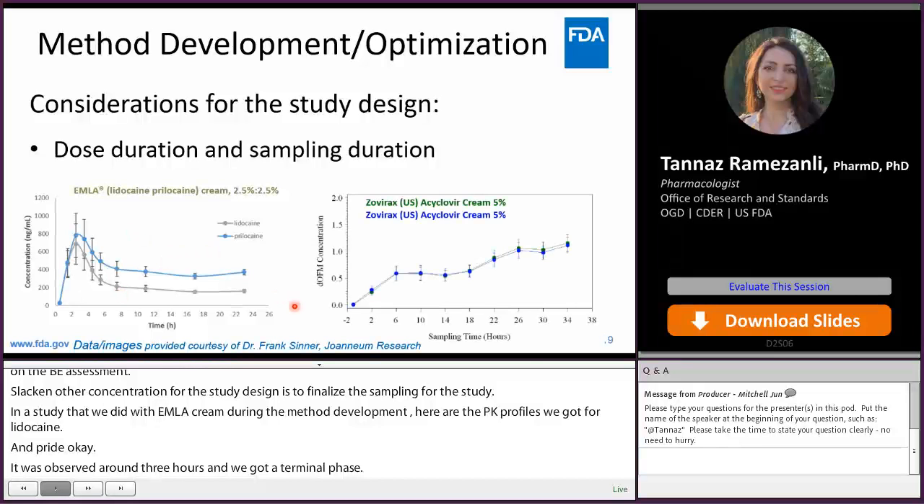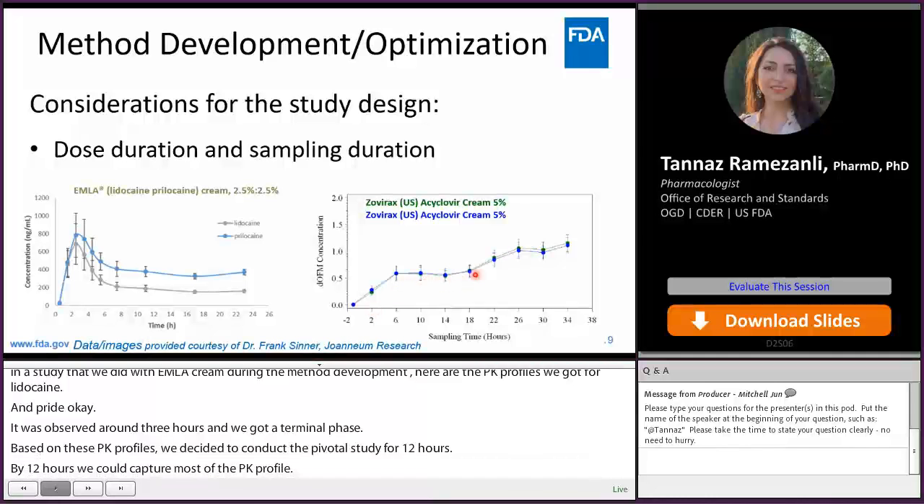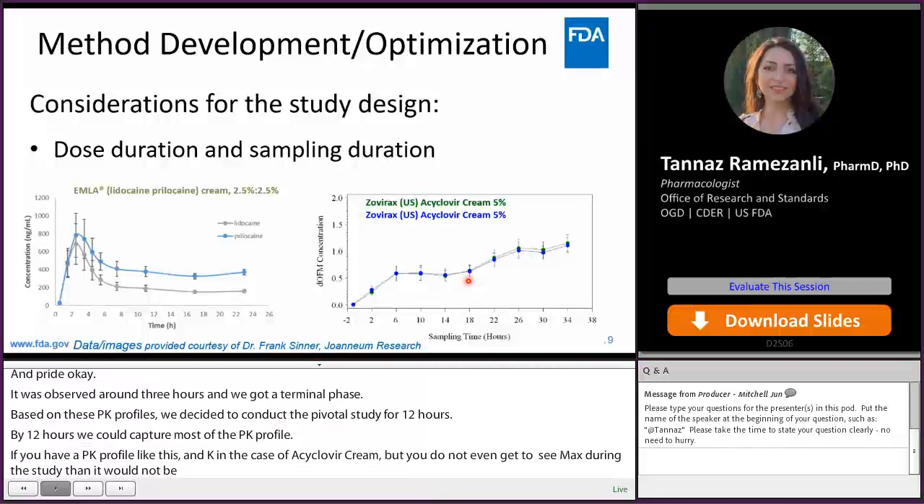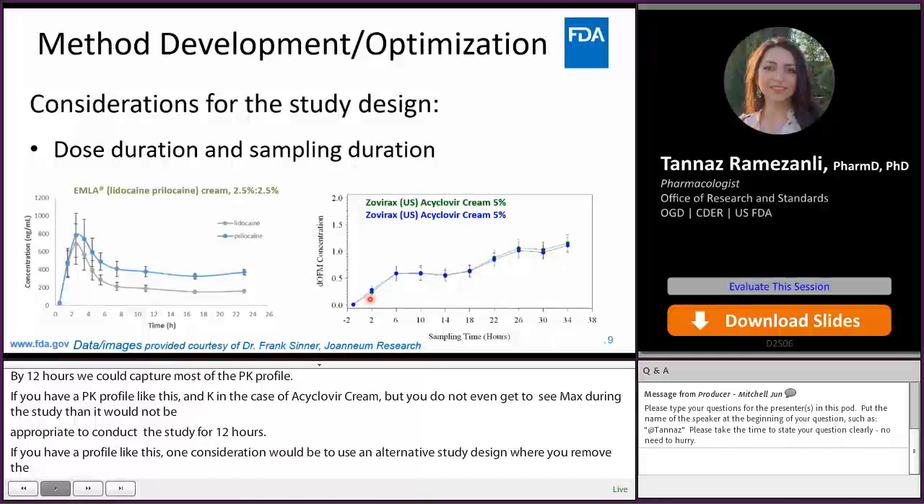However, if you have a PK profile like this in case of acyclovir cream, where you don't even get to Cmax during the study, then it would not be appropriate to conduct a pivotal BE study for 12 hours. Also, if you have a profile like this, one consideration would be to use an alternative study design where you remove the formulation after a few hours, but continue sampling for the remaining duration of the study, and evaluate to see whether this alternative design can help to capture the Cmax.